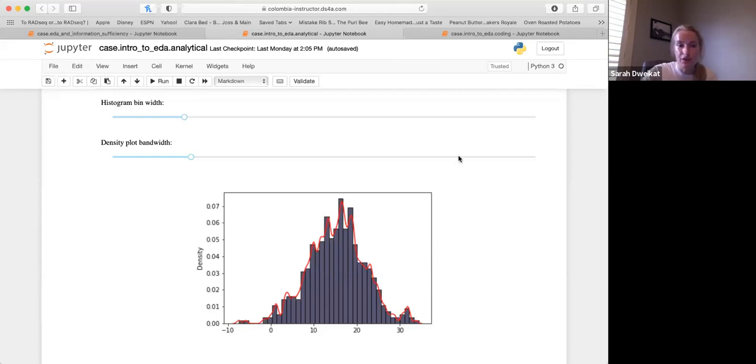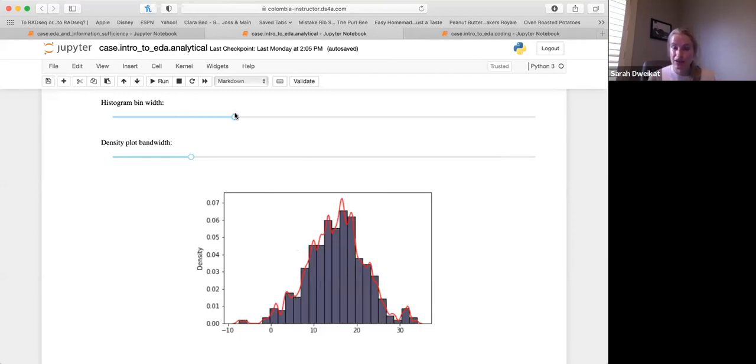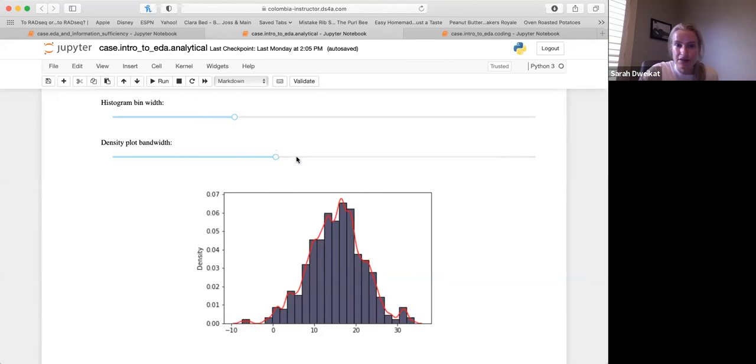It's important to find what is most accurate. You don't want to over smooth your data, but you also don't want it to be like this, where it's overly spiky. You do want to find, based off of how much data you have and where those points come out to be, a density plot that matches your histogram.